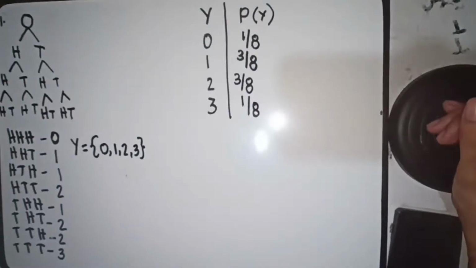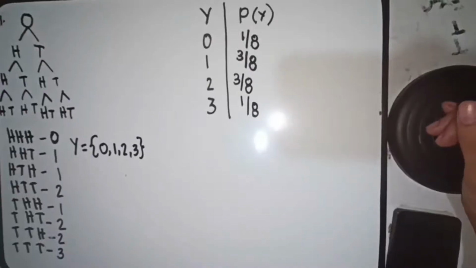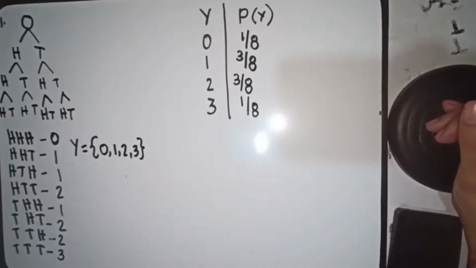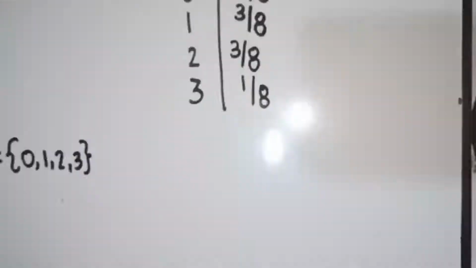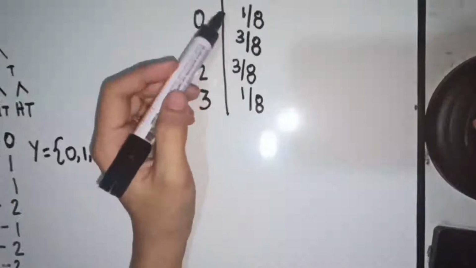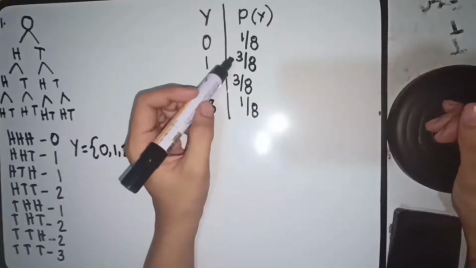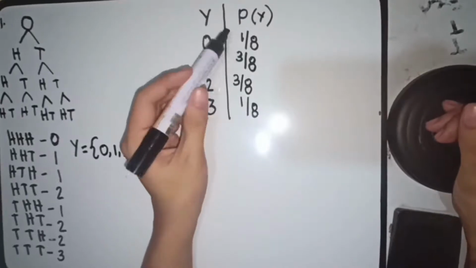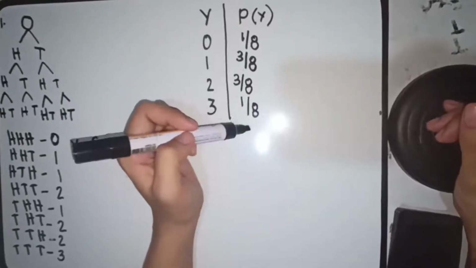Now, to check if this probability distribution is correct, we have two properties for the probability distribution. First, the probability for each value of the random variable must be between 0 and 1. So, 1 over 8 is between 0 and 1. 3 over 8 is between 0 and 1. So, therefore, it satisfies the first property.